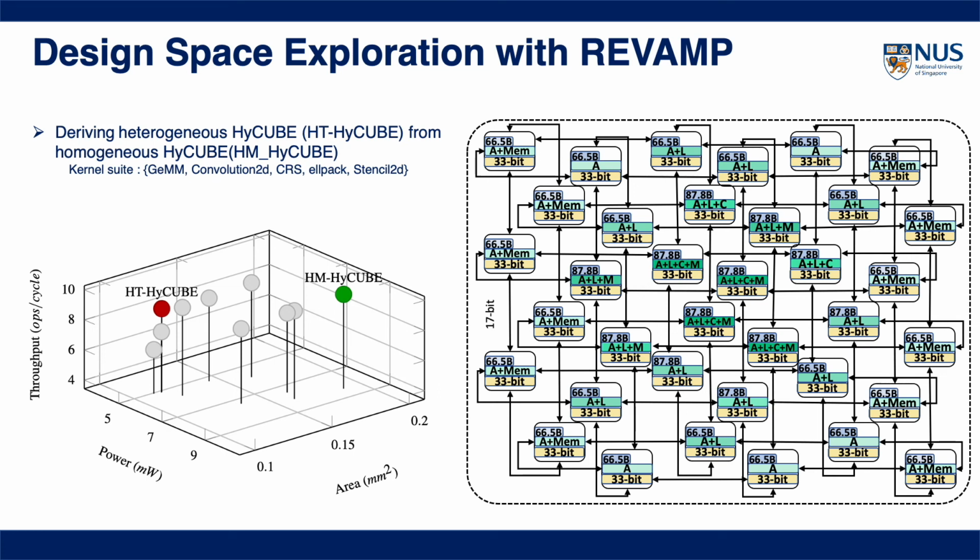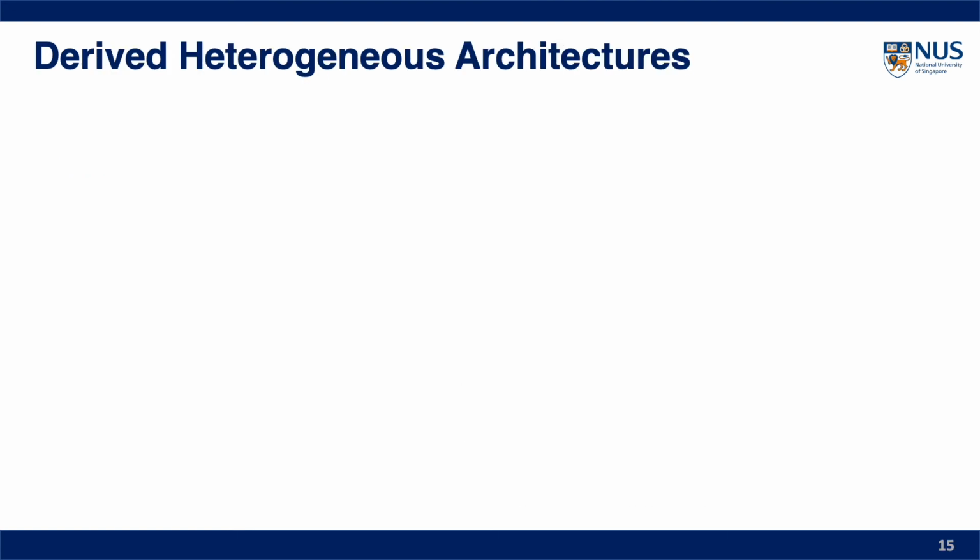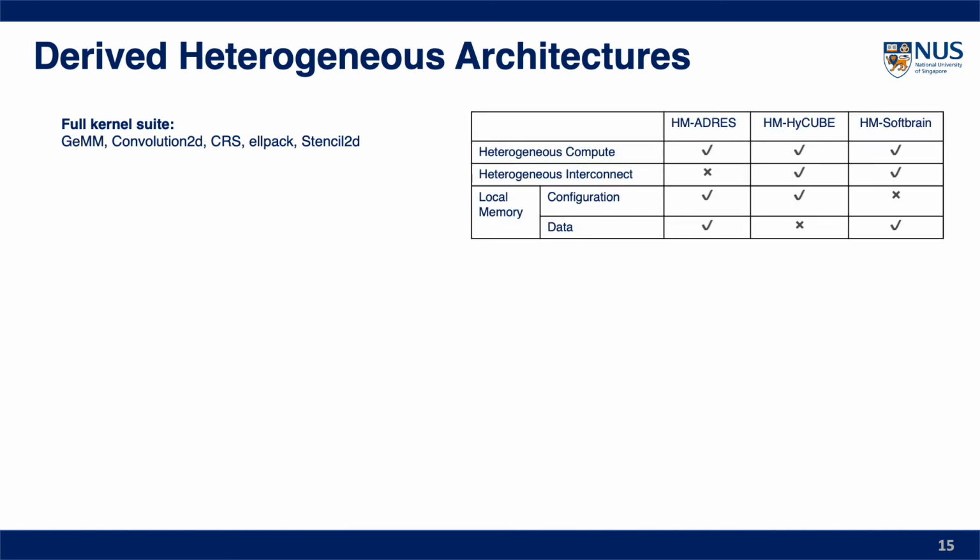It has diverse compute units, internal data paths of 33 bits and external data paths of 17 bits, and different memory sizes. Similarly, we perform design space exploration with REVAMP on all three baselines using the same kernel suite. The table summarizes the optimizations added on each of the baselines.